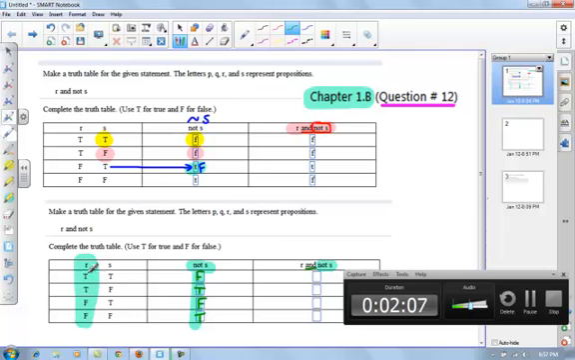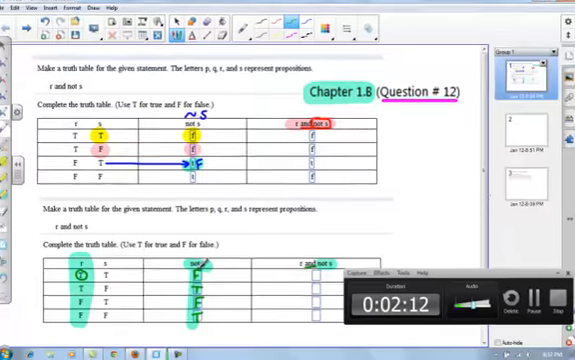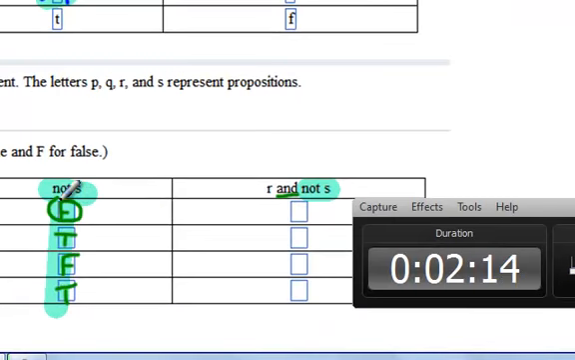So let's look at the first one. If R is true and not S is false, the word and means they both need to be true in order for them to be true. Since one is false, this answer is false. Remember, and means they both need to be true in order for it to be true.